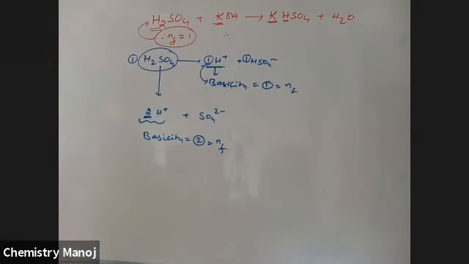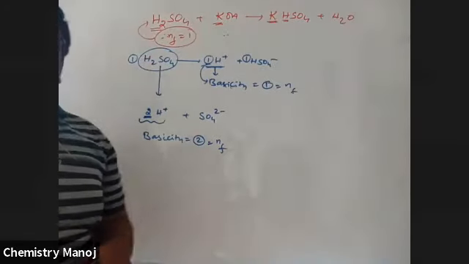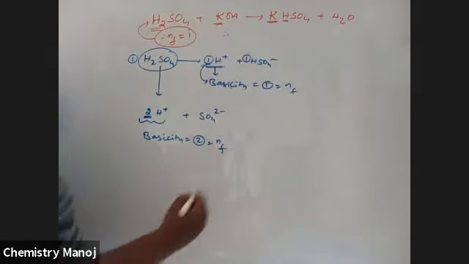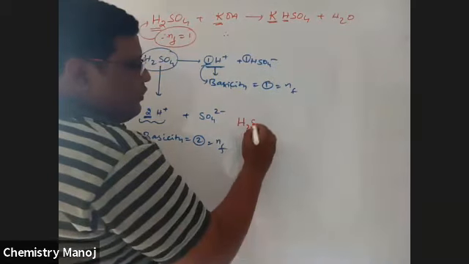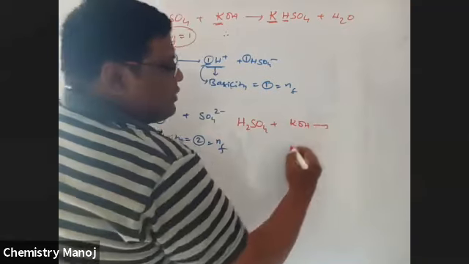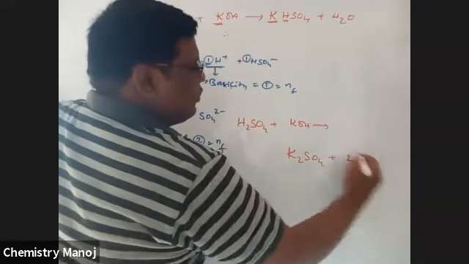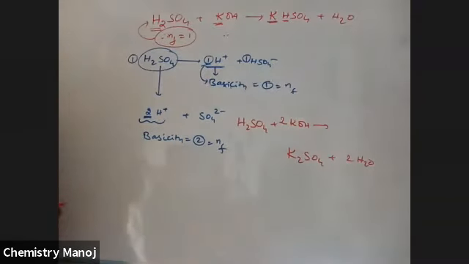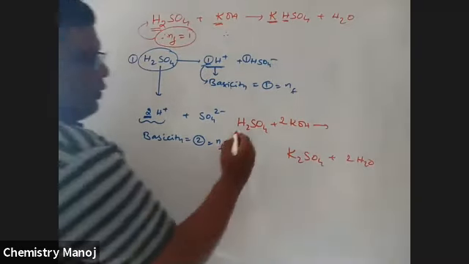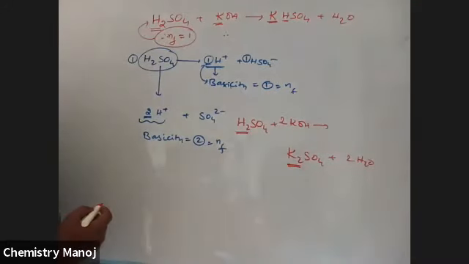N factor for H2SO4 is equal to 1, only 1 hydrogen is replaced there with potassium. For example, if the reaction takes place like this, H2SO4 reacts with KOH, that gives K2SO4 plus 2H2O. Here, 2 hydrogens are there. All those 2 hydrogens are replaced with potassium.